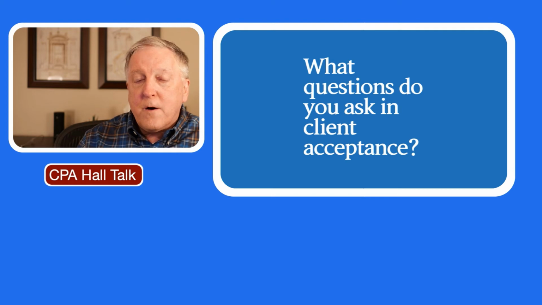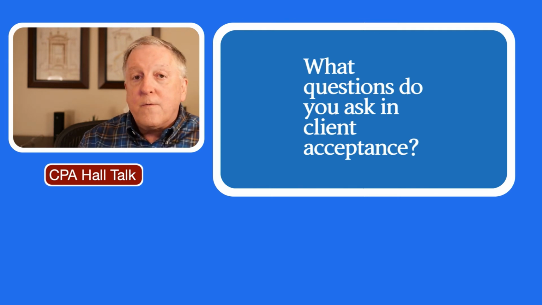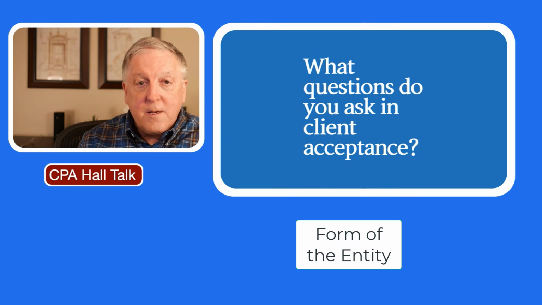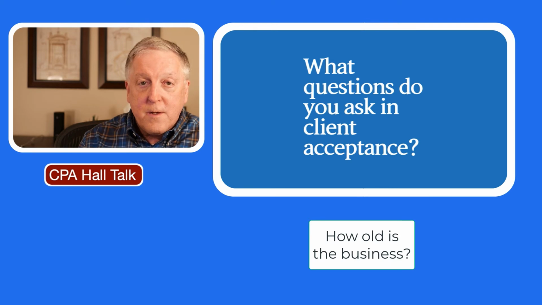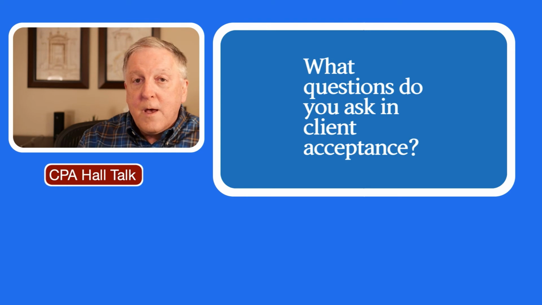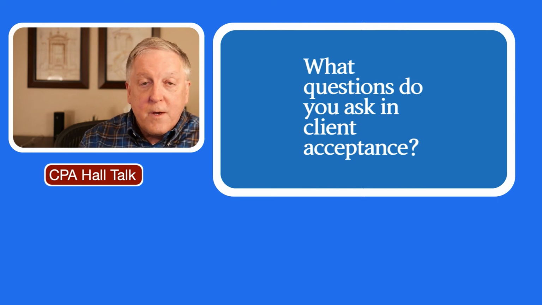I want to know about the structure of the business. Is it owned by one person or by 50 people? I want to know the form of the entity. Is it an LLC? Is it a C Corp? Is it an S Corp? What is it? I want to know how long they've been in business. Are they just starting, or have they been around a long time? I want to know about their prior profits. So have they been profitable in the last 5 years? Or are they just barely making it?